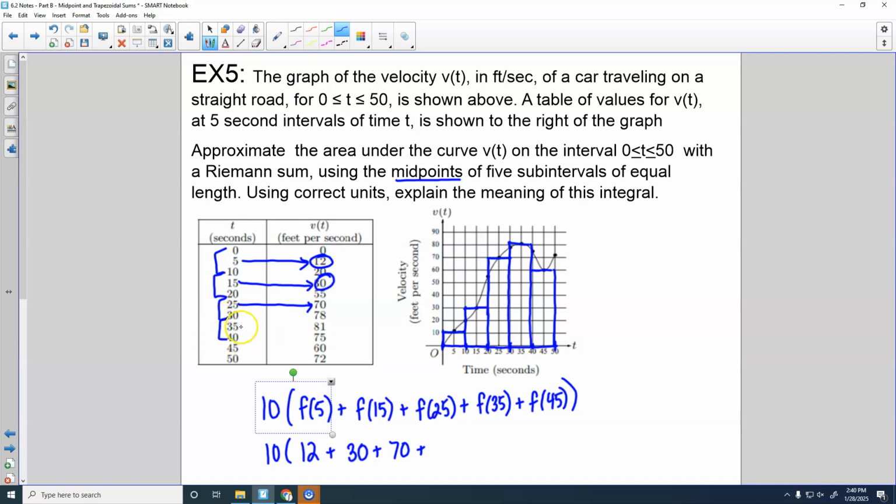30 to 40, we use 35, which will be 81. And then 40 to 50, we use the number in the middle, right there, which is 60.